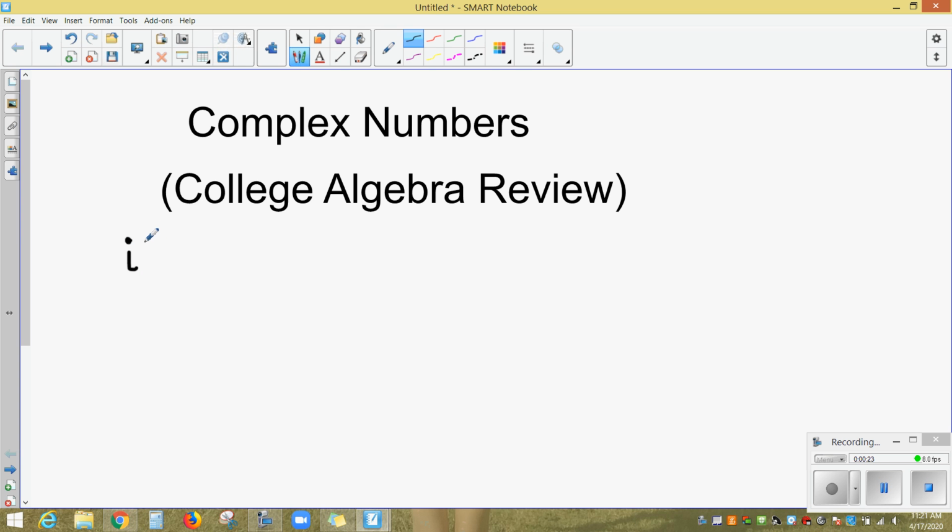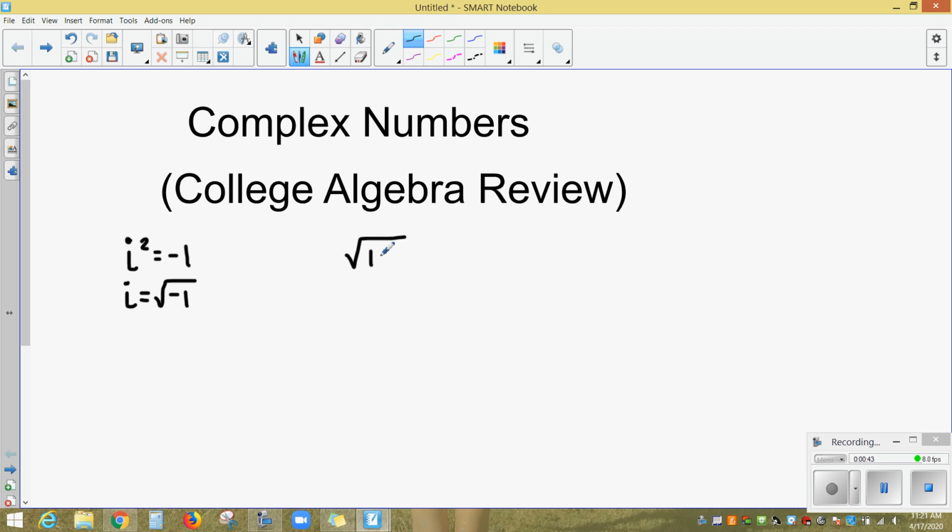i, where i is a number so that i squared is equal to -1. i is considered the imaginary unit. I'm using the word imaginary because it is not a real number. It's what we use to describe the square root of -1.